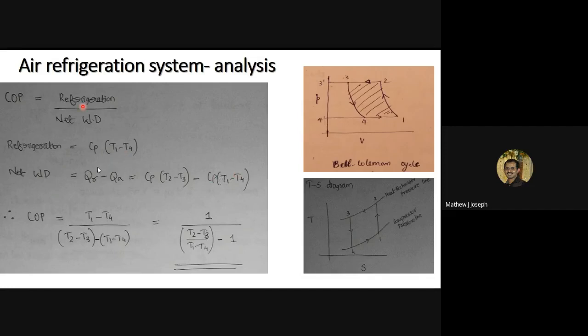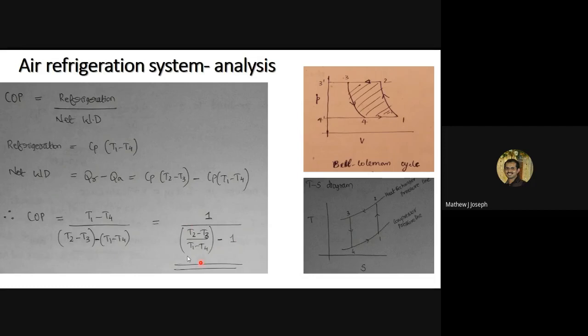Substituting all these in this COP relation like this, we can cancel out the common Cp terms. Then the resulting expression will be like this: 1 divided by [(T2 minus T3) by (T1 minus T4)] minus 1. This is one result that we are getting today, that is the COP of the air refrigeration system: 1 by [(T2 minus T3) by (T1 minus T4) minus 1].